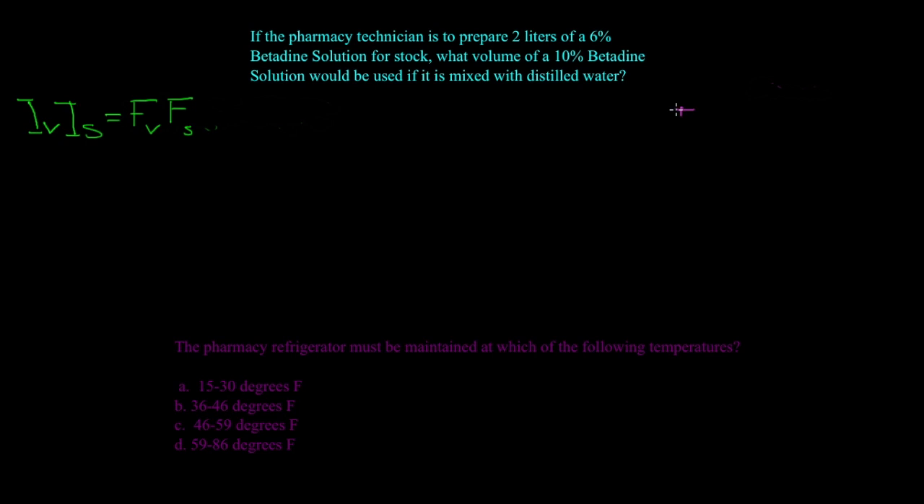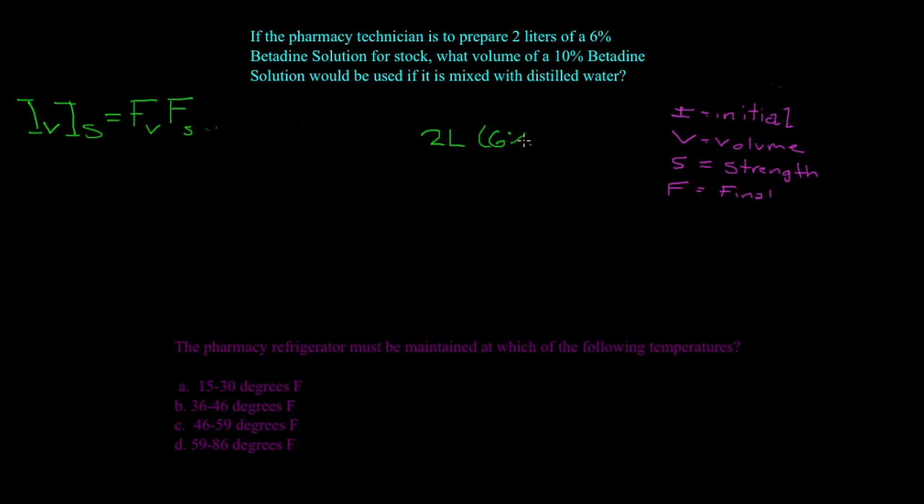The I is going to stand for initial. The V is going to stand for volume. And S is going to stand for strength. And then F is going to stand for final. So if you have your initial volume and the initial strength equals the final volume and the final strength, you need to look at the problem and find out what information they give you. So your final volume is going to be 2 liters and your final strength is going to be 6%.